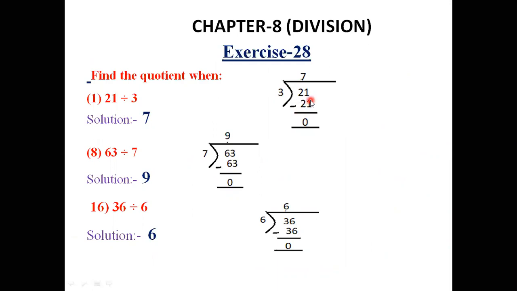Now there is no number after the 21, so our division will be stopped. Now in this way we get the quotient as 7. And now when we divide 63 by 7, in this way we get 9. And now 36 divided by 6, we get 6 as a quotient.